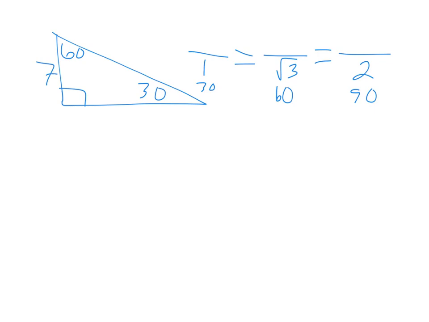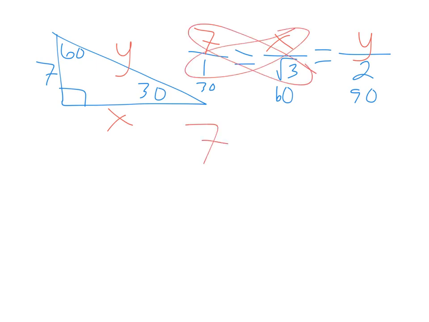So when I set up my super proportion, the 7 is going to go above that 1. Now let's say this guy's x and this guy's y. What's going to go across from the 60? The x, and across from the 90 is y. And now I can solve for my other two sides. So if I cross multiply here to get my x, I'm going to have 7 root 3 equals x.